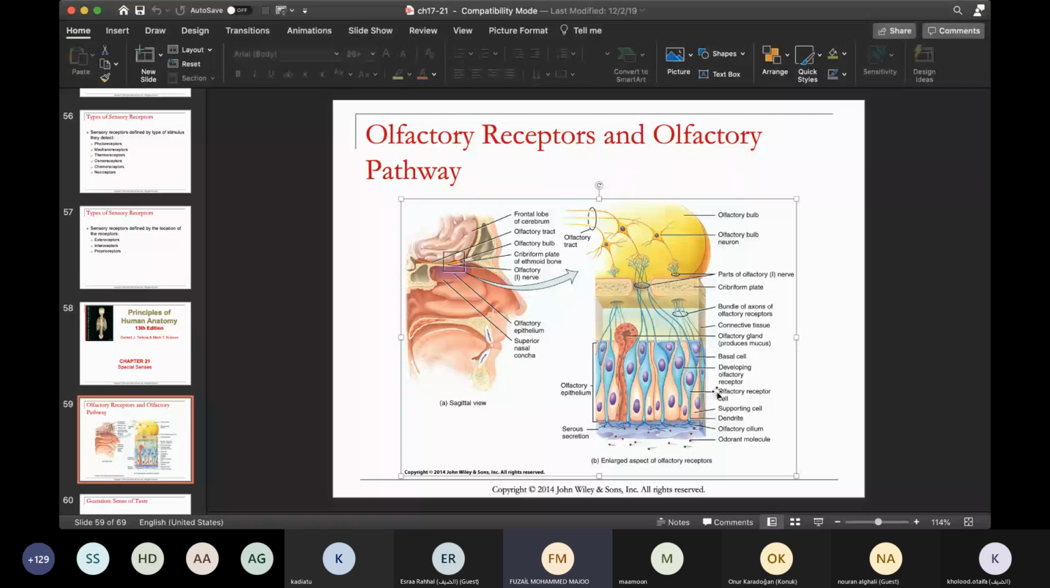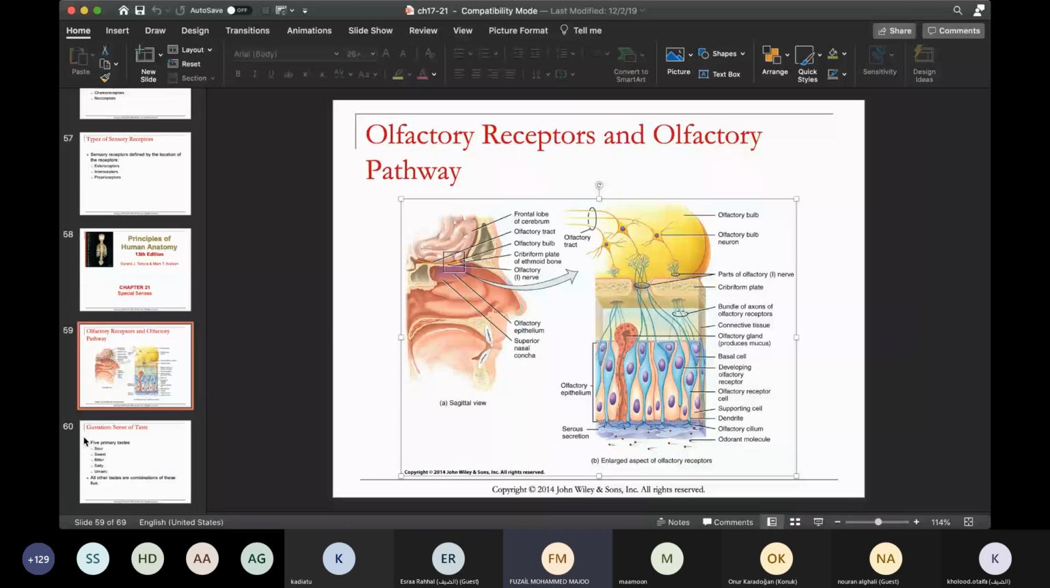Here are these basal cells that you see here. These are all the basal cells. So those are the different types of cells. Moving along, that's it for smell.